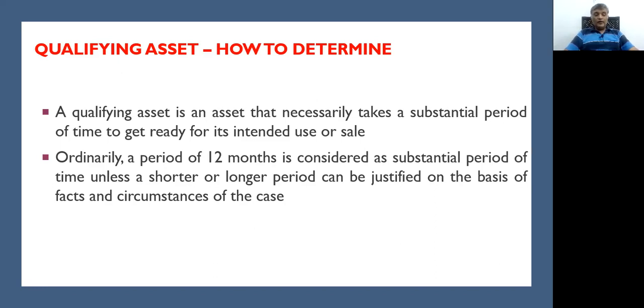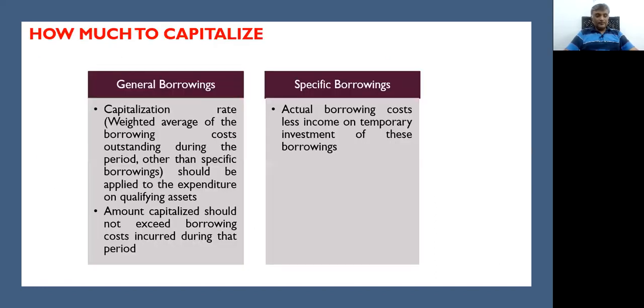So very important, what is the criteria for qualifying asset? An asset that necessarily takes a substantial period of time to get ready for its intended use or sale. That is called a qualifying asset. So then what is substantial period, sir? Ordinarily, a 12 months period is considered to be substantial, but sometimes it can be shorter or a longer period also, but you have to justify that on the basis of the facts and circumstances of the case. Okay. Now, sir, how much to capitalize?